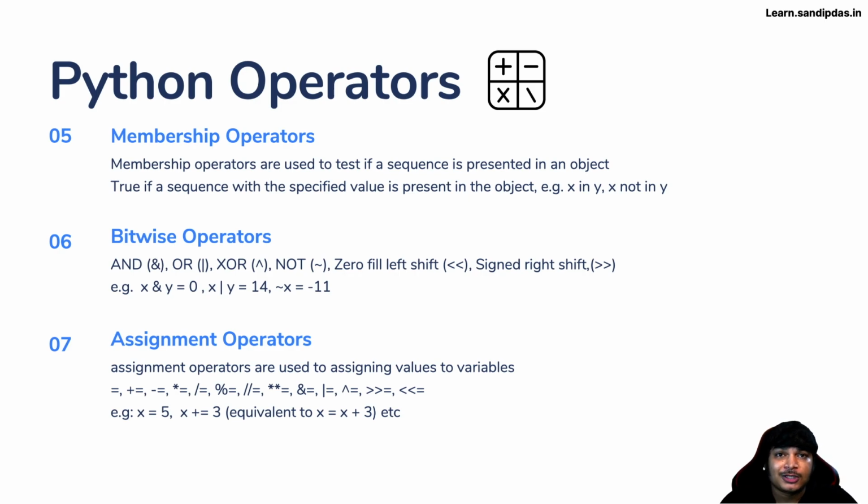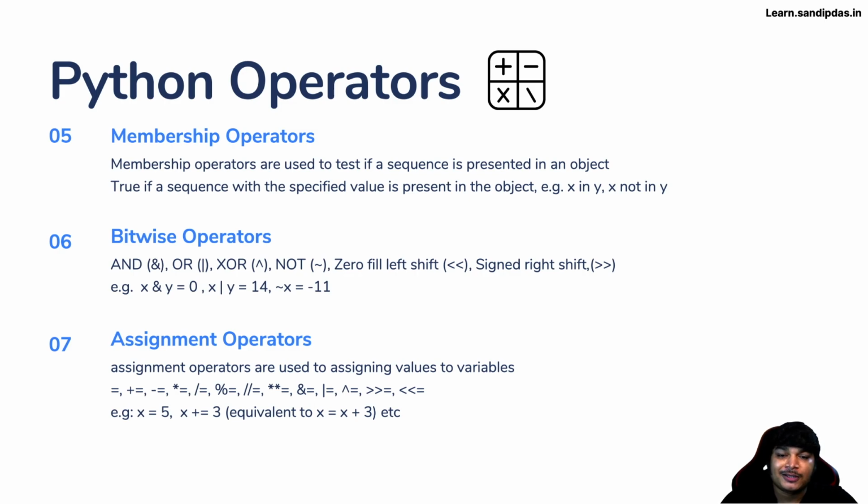Okay. Now the sixth one is the bitwise operators, and this is used for binary operations. Okay. AND, OR, NOR, NOT, zero fill left shift, signed right shift. For example, x and y is equal to 0, x or y equal to 14, not x is equal to minus 11. So these are the uses of these bitwise operators.